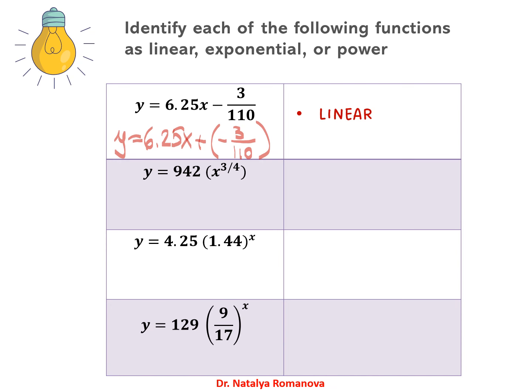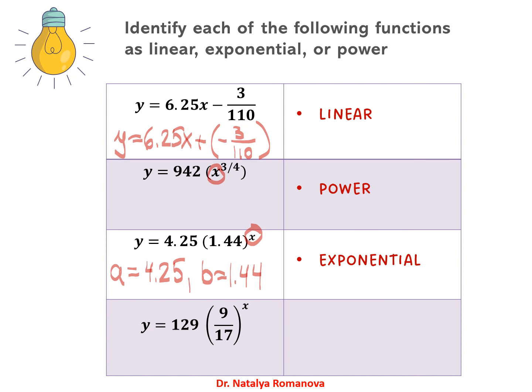Next function, we can see the variable x has power equal to 3/4 and initial value equal to 942. It's the form of a power function. Next function, we focus on the variable and exponent. So it is an exponential function with initial value a equals 4.25 and base b equals 1.44.